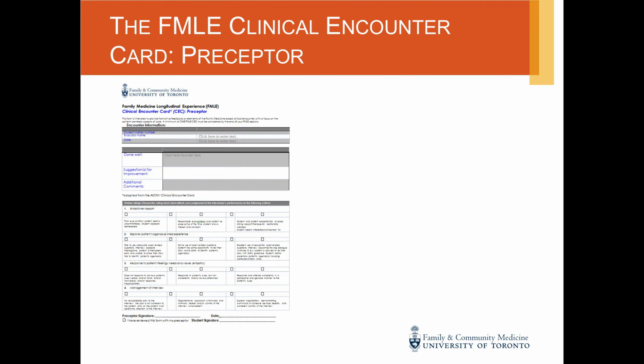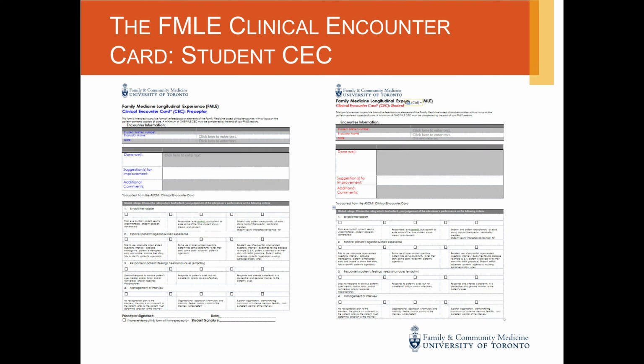The form has two parts. Section 1 allows for narrative commentary on items done well and areas for improvement. Section 2 provides some anchors on a 5-point Likert scale. The PDF document of the Clinical Encounter Card can be found in the appendix of the FMLE Preceptor syllabus.